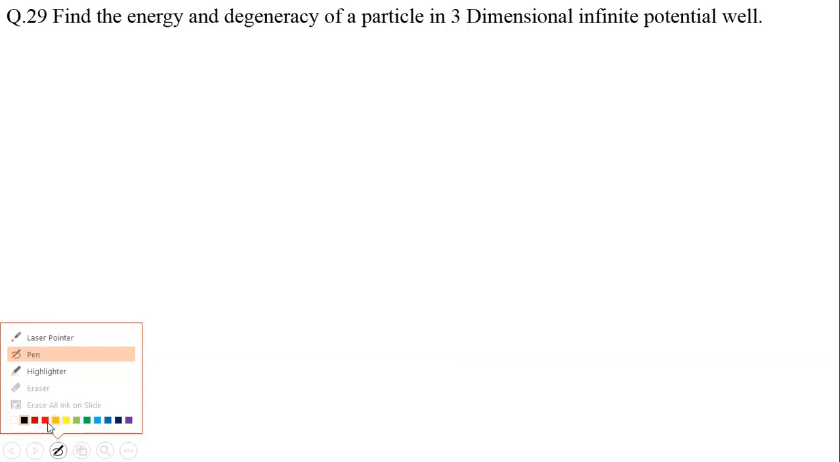This is the next question, similar to what we are discussing. The question is: find the energy and degeneracy of a particle in a three-dimensional infinite potential well. Some part of the question is missing. Find the energy and degeneracy of a particle in the ground state, first excited state, or second excited state. We can take it as the second excited state.